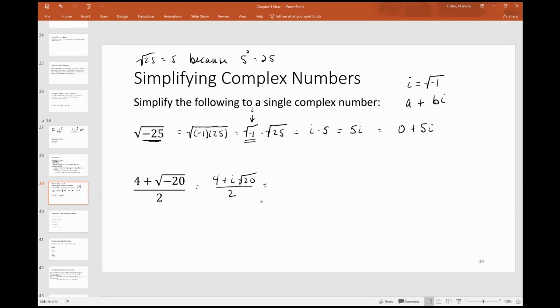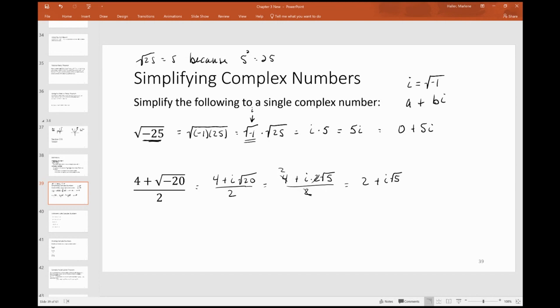And then I could further simplify this. The square root of 20 will simplify: 4 plus i times, the square root of 20 is 4 times 5, and of course the square root of 4 is 2, right? So this could be 2 square roots of 5 over 2. Now both of my terms in the numerator are evenly divisible by 2, right? So I could then rewrite this as 2 plus i square roots of 5.